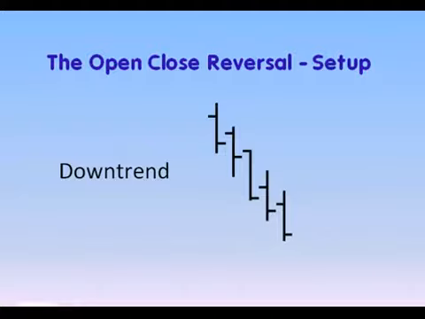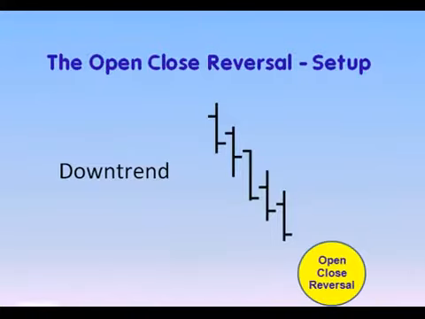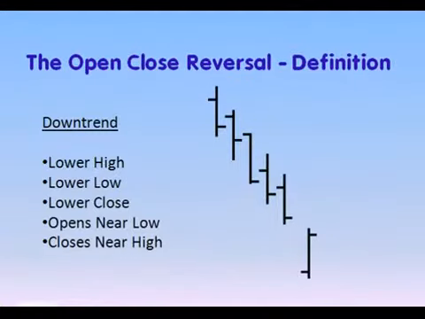Being a bottom reversal pattern, the setup requires a downtrend leading down into the open-close reversal pattern. And if that drop has brought price down into an area of support at this level here, then it's even better. You'll see that the definition here is the same, just reversed. We have lower high, lower low, lower close, price opening near the low, and closing up near the high.